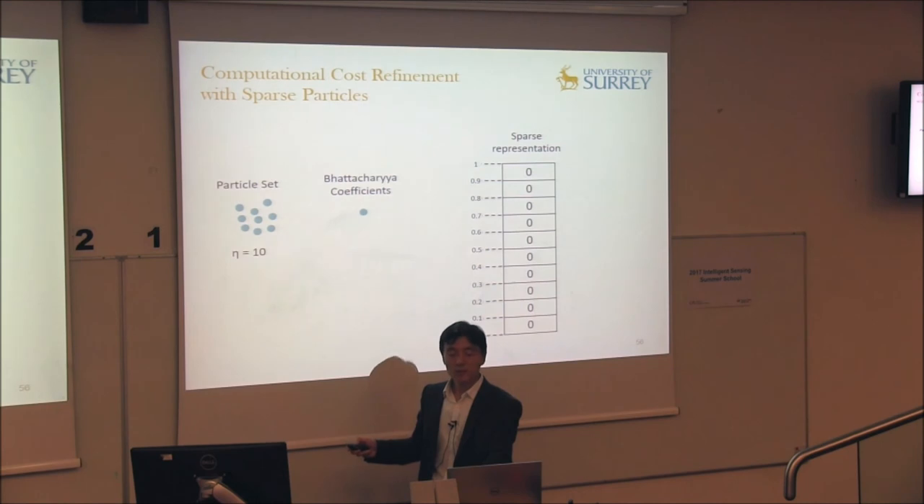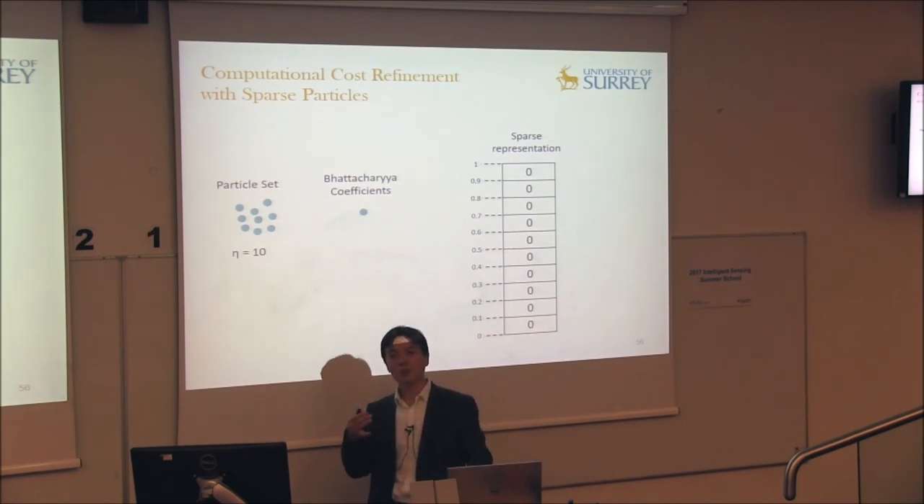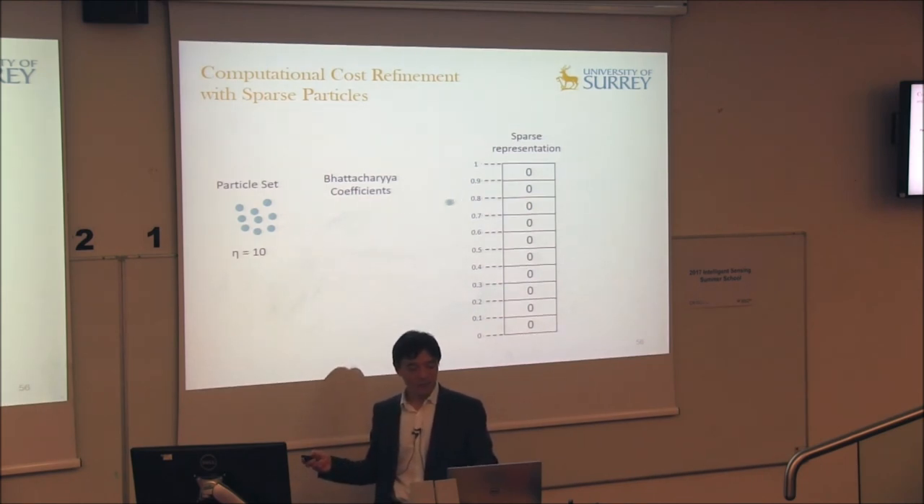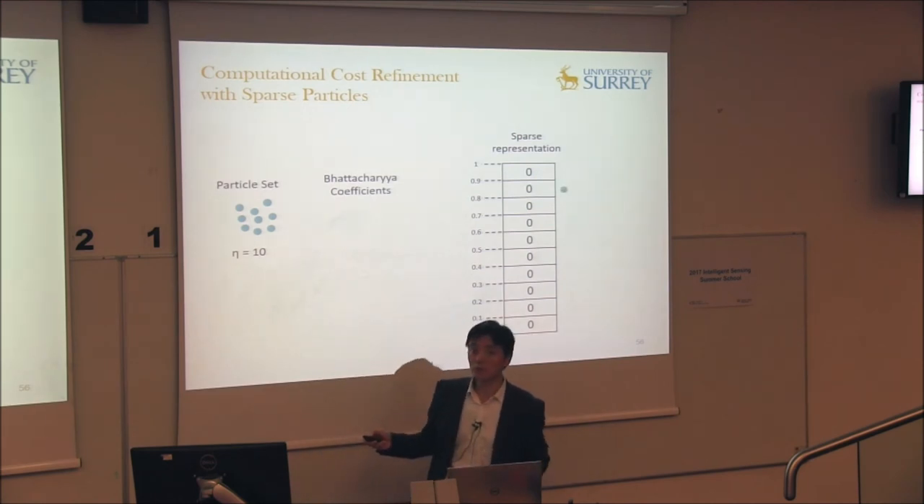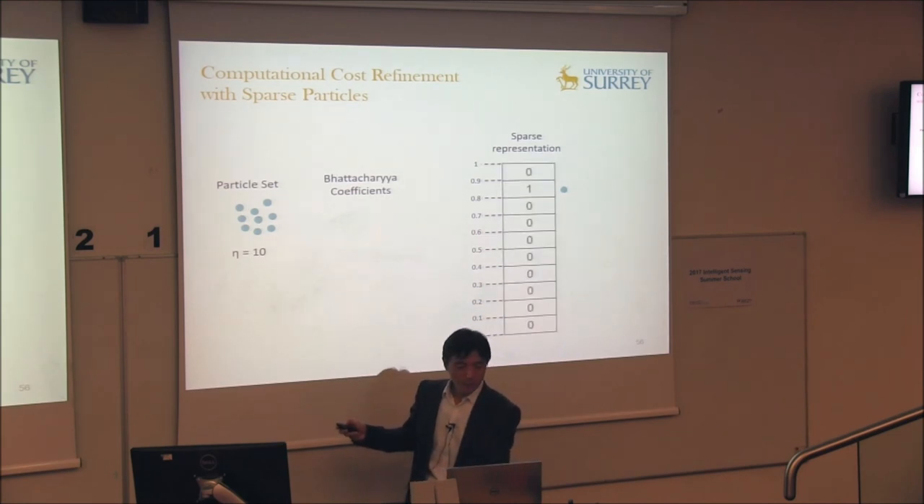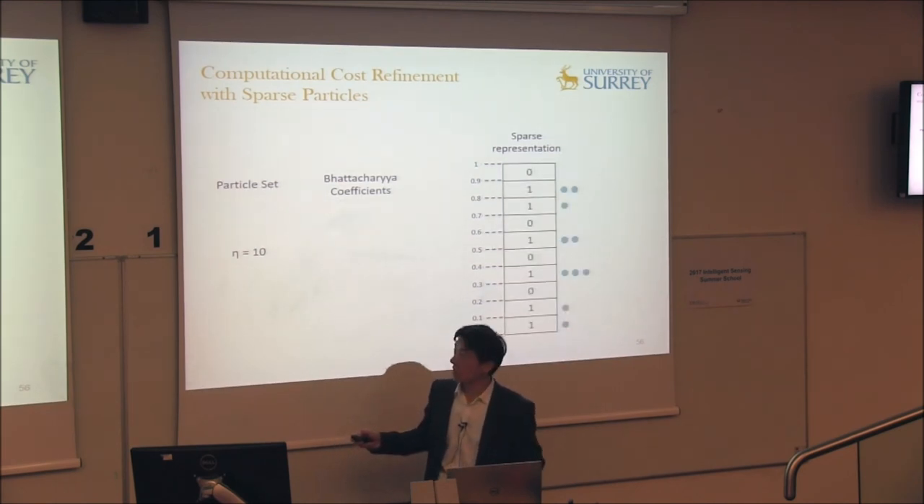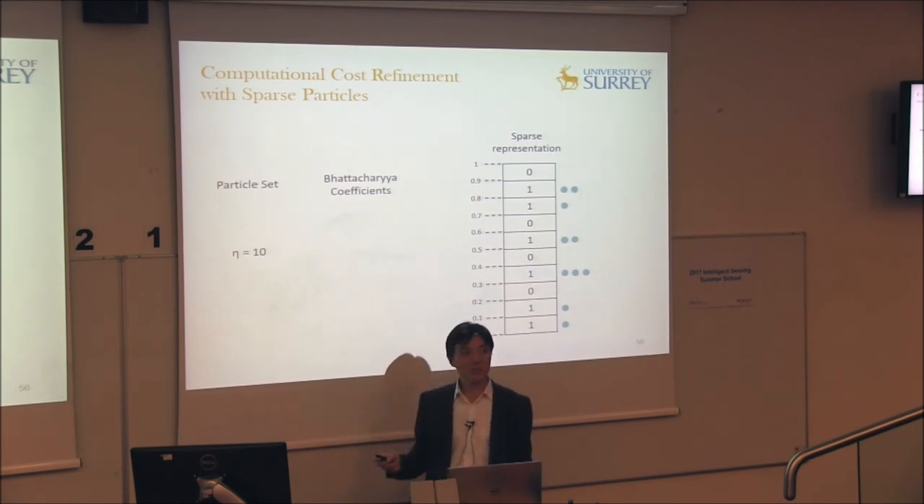This gives you the probability, or how likely these particles contain the information from the target. If it's higher, it's more likely that you have a target in this particular position. So this gives you the partial coefficient for each particle, and then you can assign these particles to these probability intervals, and finally you get this kind of allocation of the particles to these multidimensional bins.